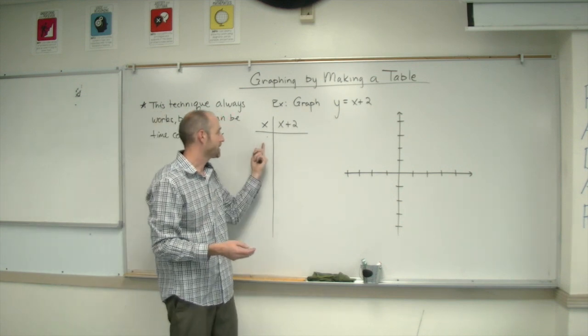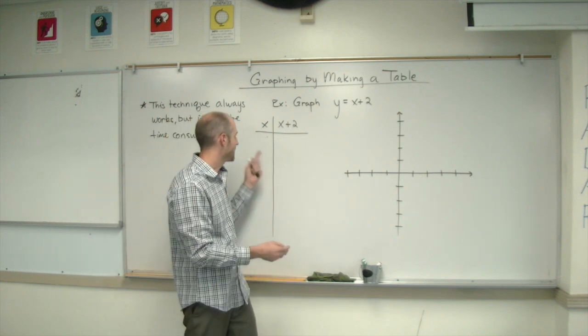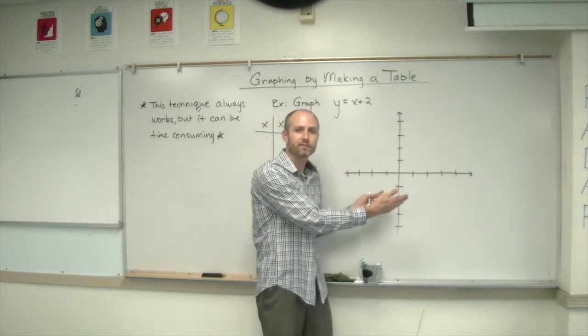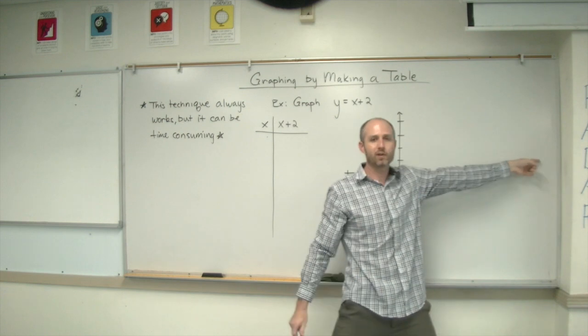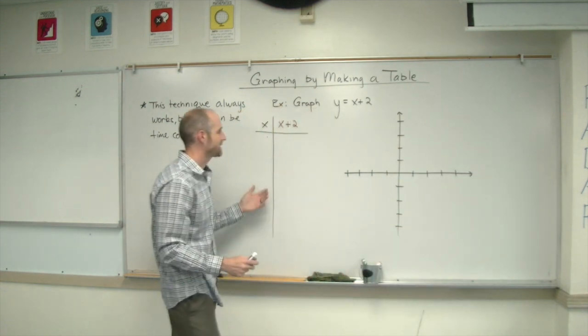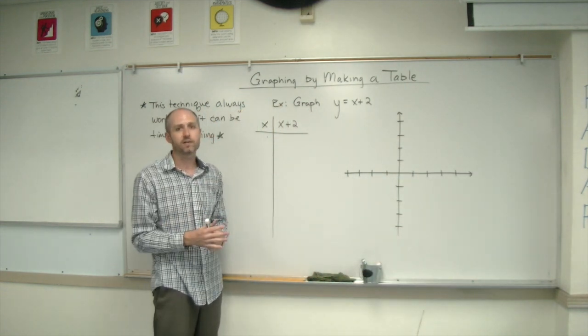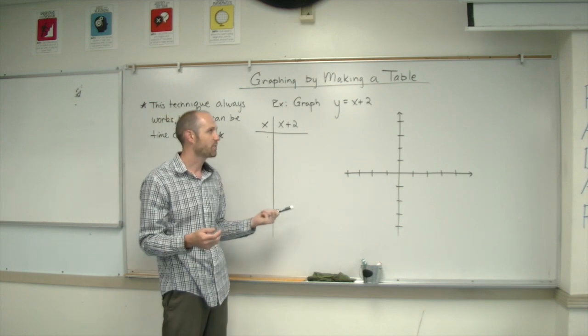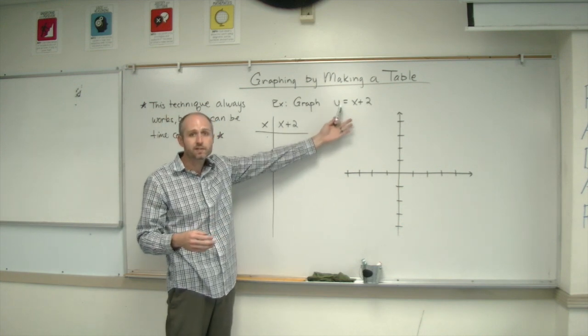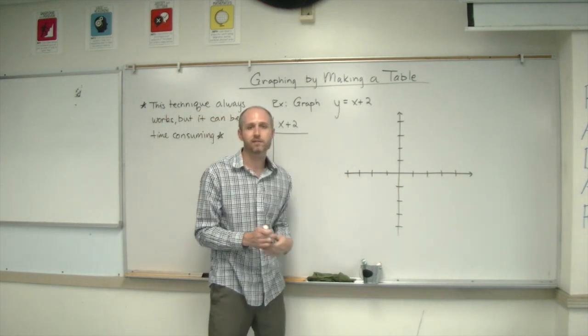For example, I wouldn't want to choose x equals 10 because it's not going to fit on my graph. x equals 10 is way over there. So instead of choosing x equals 10, my favorite number to start with is 0. Usually it's the easiest one for computations, and it also is right in the center of the graph.